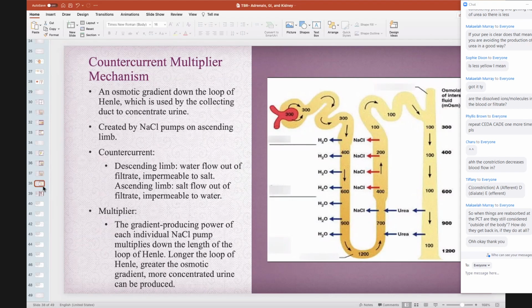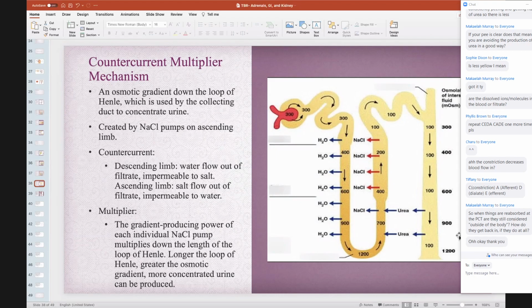At the loop of Henle, you have this thing called the countercurrent multiplier mechanism. Why is it called that? It's because down the descending loop of Henle, you're going one direction down, and then you're going up the loop of Henle. So you're going countercurrent, opposite directions, multiplier mechanism. That's because the longer the loop of Henle, the more concentrated you can make this gradient. The longer the loop of Henle, the more sodium chloride pumps you can put on the ascending limb, the more concentrated you can make this osmolarity gradient, and thus the more water you can hold on to.